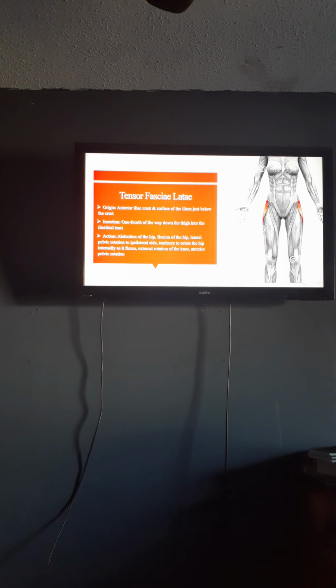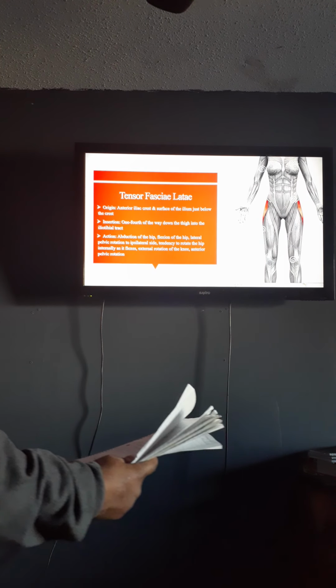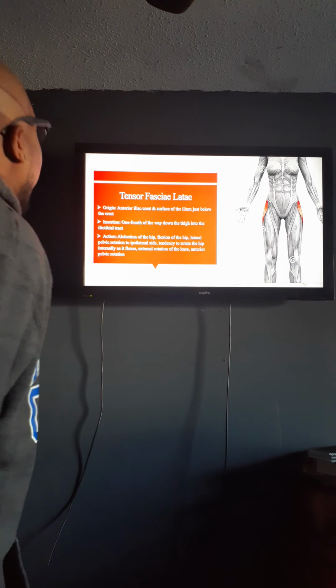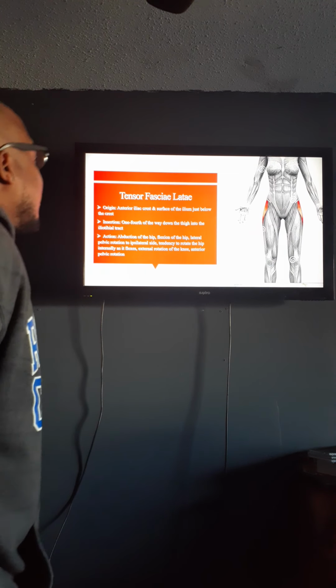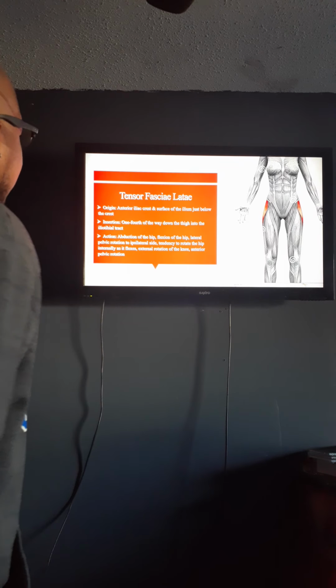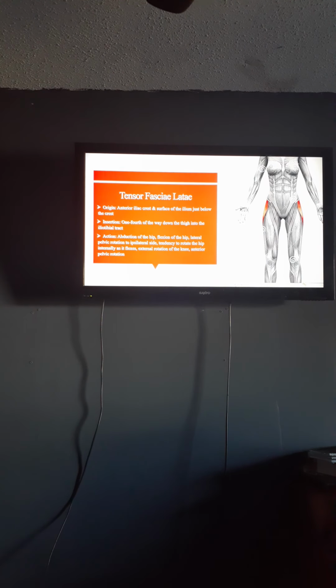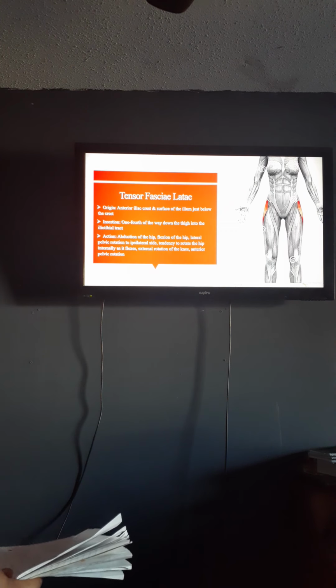The tensor fasciae latae. Origin is the anterior iliac crest and surface of the ilium just below the crest. Insertion is 1/4 of the way down the thigh onto the iliotibial tract.